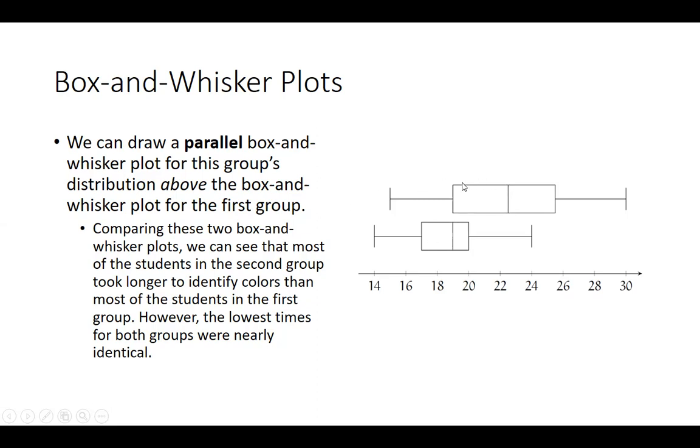Median, first quartile, third quartile, minimum, maximum, box around quartile 1 through quartile 3, whiskers out to the maximum and the minimum. Comparing these two box and whisker plots, we can see that most of the students in the second group took longer to identify colors than most of the students in the first group. However, the lowest times for both groups were nearly identical.